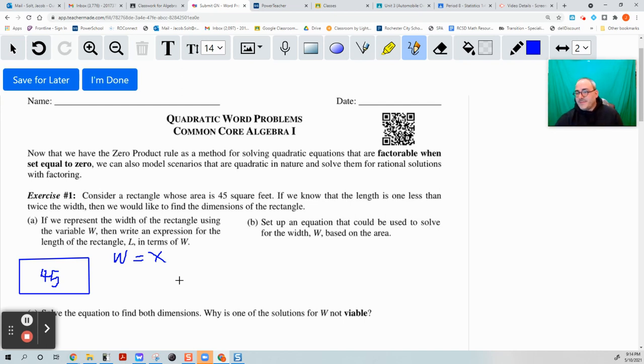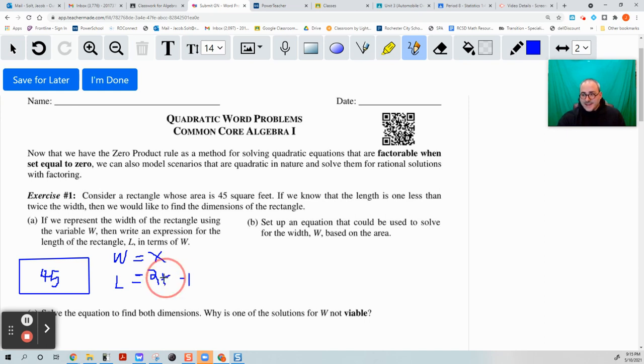So I know what the length is in relation to the width. The length is one less than twice the width. It's one less than, so I could say minus one. It's one less than twice the width. Well, I don't know what the width is, but if I give it a variable called x, I can just call it 2x. Kind of feel how that goes, right?